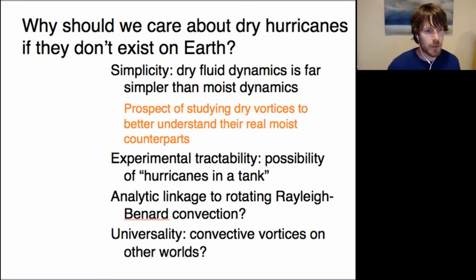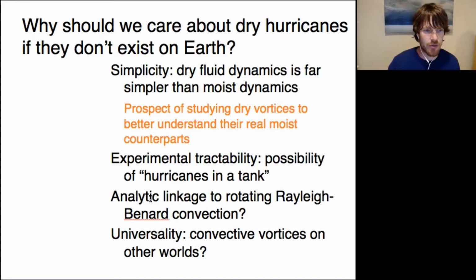The possibility also of rotating dry convection organizing into large-scale vortices also suggests that tank experiments or direct numerical simulation might be able to produce these vortices over parts of parameter space. And I find the idea of experimentally studying hurricanes in a tank to be fascinating and potentially really useful pedagogically. I have a student who's working on a project related to both of these, this second and third points.